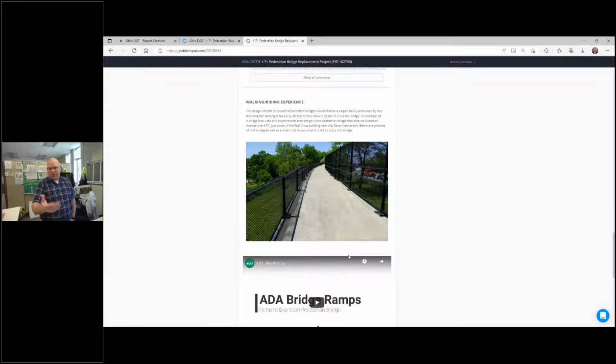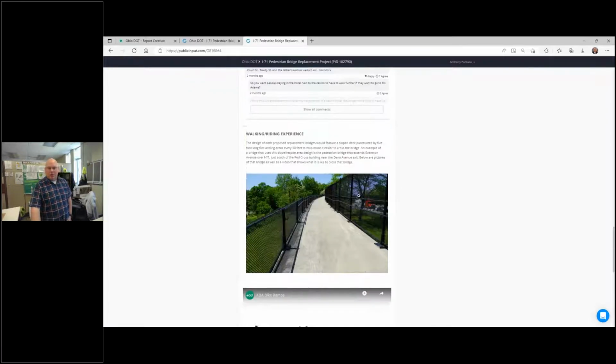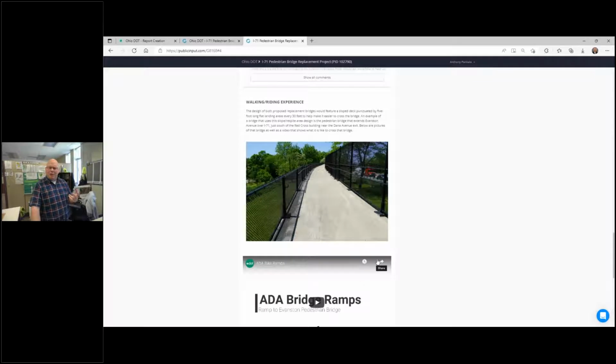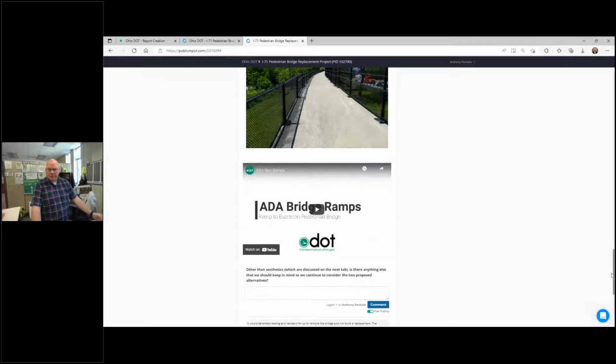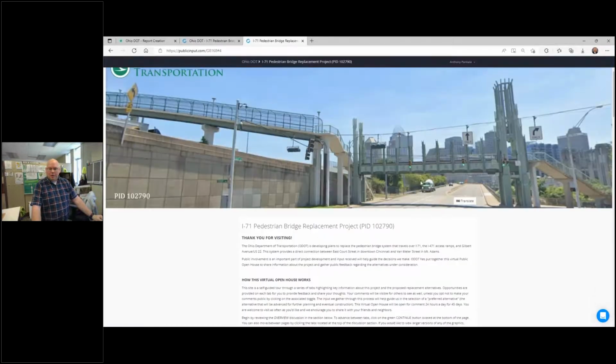Also, we included the information about the walking and riding experience on the shared use path, because we had some questions about that we weren't expecting in the pre-con meeting. So we devoted a little bit extra time to emphasize that by showing a video and also showing an example of what it looks like in real life, because they were having a hard time imagining what this ramp looks like from the visual aids that we provided. Again, we're asking a few questions at the end as well.